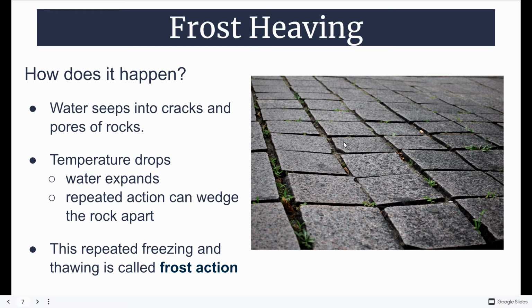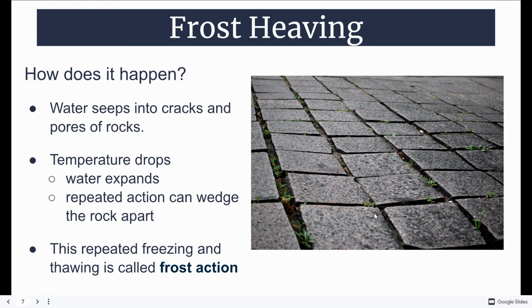These are actually separate rocks here. They're not connected to each other, so they're going to shift and move as that frost heaving happens. So as you get the water freezing and expanding, it's going to push them around and kind of get them out of place.